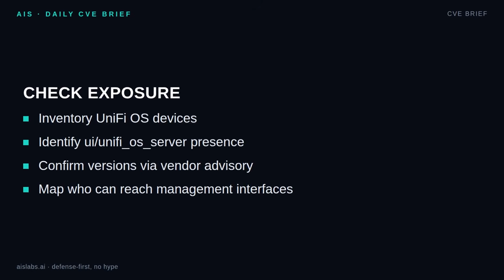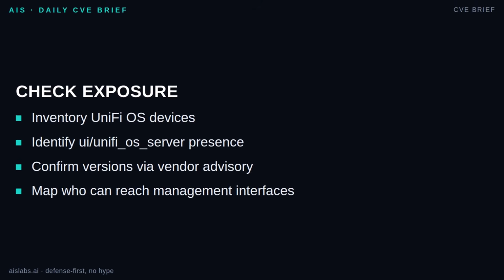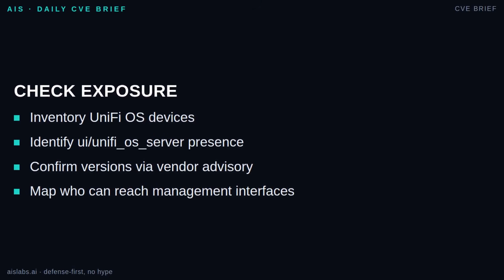To determine exposure, start with inventory. Identify UniFi OS devices and any systems running UniFi OS Server in your environment. Then use the official UI Security Advisory for exact affected and fixed version guidance. Do not guess from memory, and do not rely on a generic asset label alone. Confirm actual product, deployment, and software state against the vendor advisory.